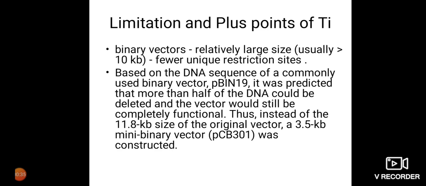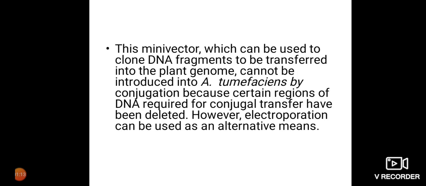to carry the DNA. So in order to enhance this, people derived one more vector called pBIN19. It was predicted that more than half of the DNA could be deleted and the vector would still be completely functional. So instead of the 9.8 kilobase pairs of the original vector, they developed a mini binary vector of 3.5 kilobase pairs, pCB301, which increased the capacity of insert into the binary vector systems.